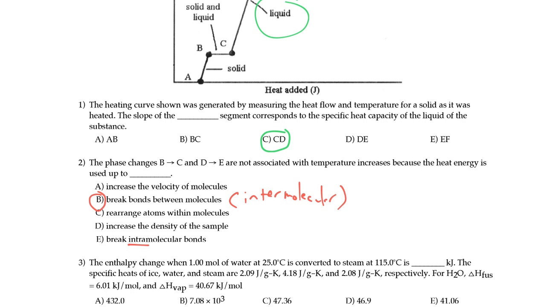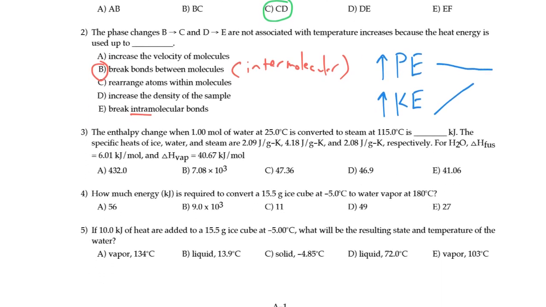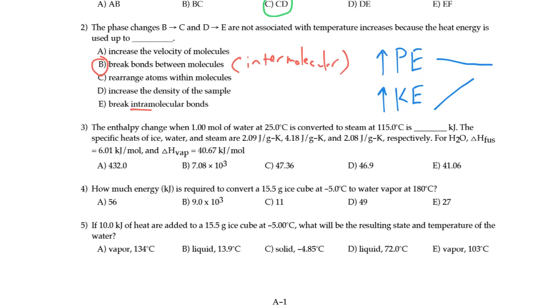One thing that you should know for the quiz is that in those flat sections, we are increasing the potential energy of the substance. And for the slanted sections, we're increasing the kinetic energy at a molecular level. That's what temperature is. So be able to differentiate between times when we're increasing the potential energy by breaking the bonds or increasing the kinetic energy by just simply increasing the temperature.